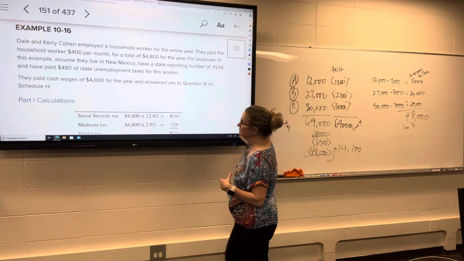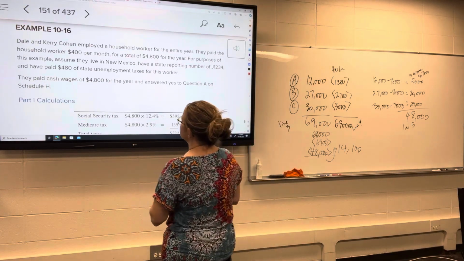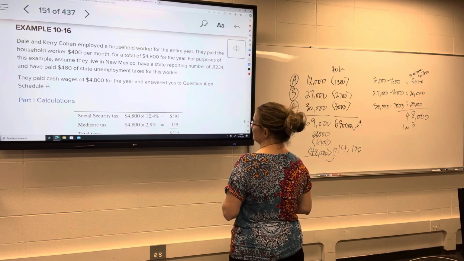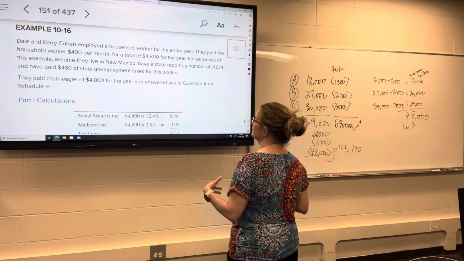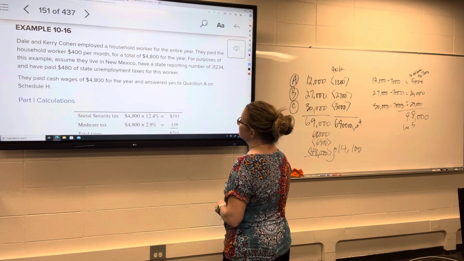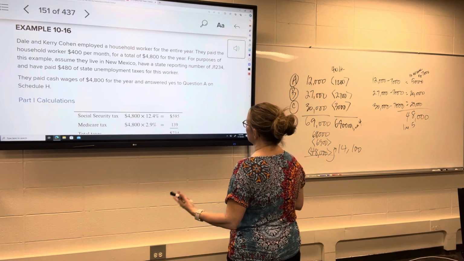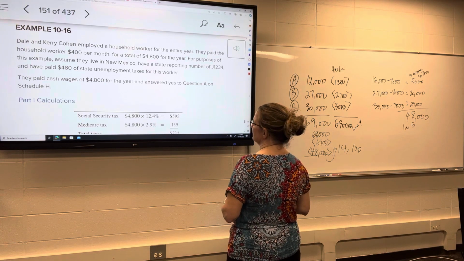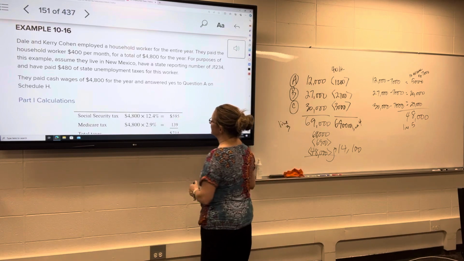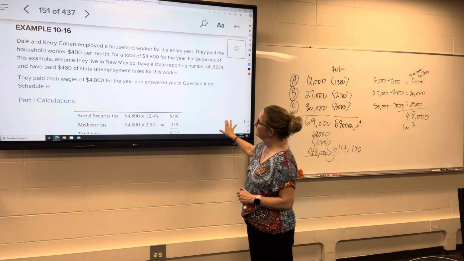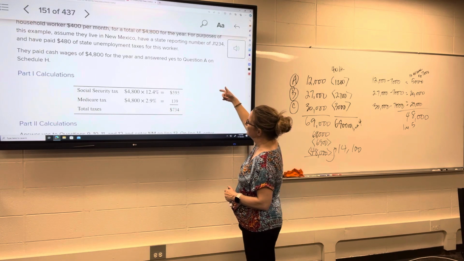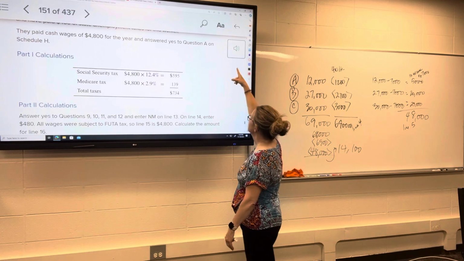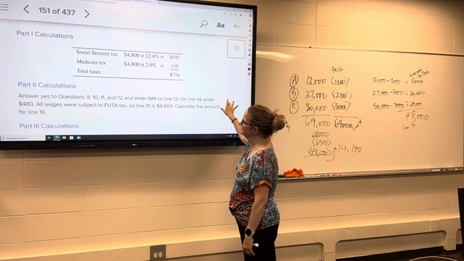So here's an example. We've got Dale and Carrie Cohen with a household worker for the entire year. They paid the household worker $400 a month, $4,800 for the year. Assume they live in New Mexico in this case. Here's their state reporting number. They have paid $480 of state unemployment taxes. They paid cash wages of $4,800 for the year. So their total taxes, and this is just the form that was filled out there.